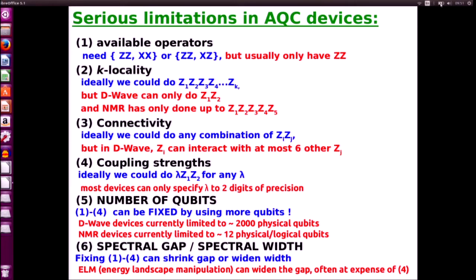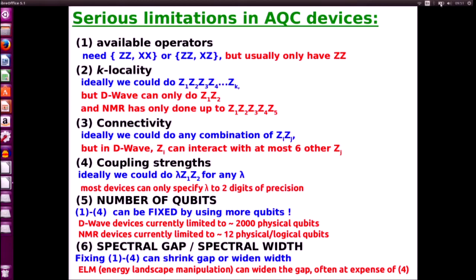Available operators, we need ZZ and XX for a lot of problems, or ZZ and XZ. Usually we only have ZZ. We want K locality. I want 45 qubit interactions, or 9 qubit interactions, or something like that. D-Wave can only do 2 local. NMR can do 5 local.